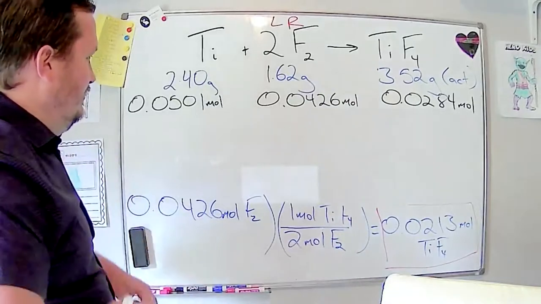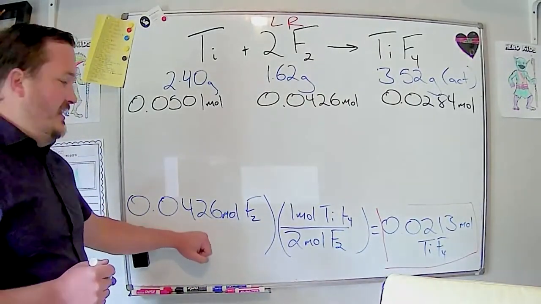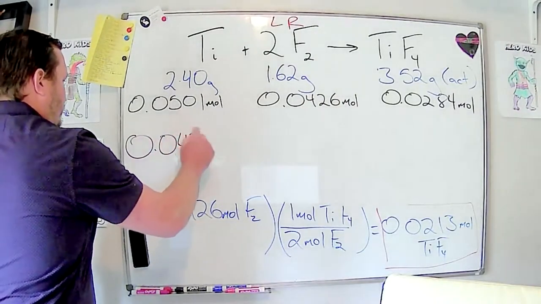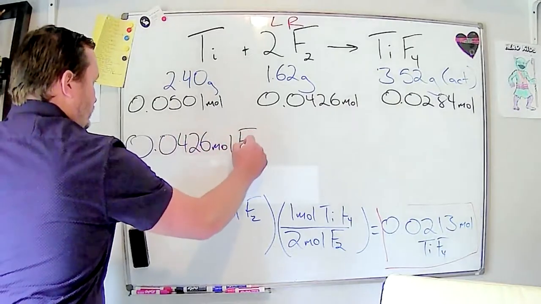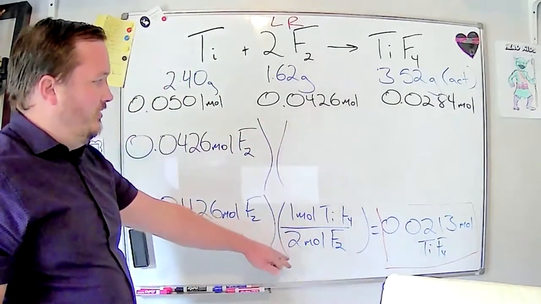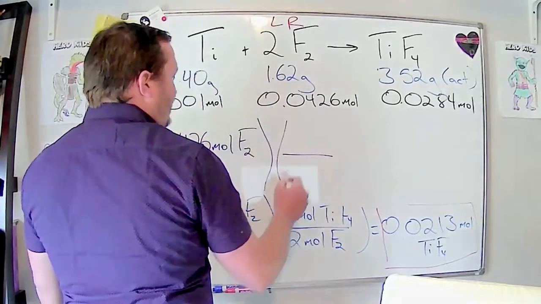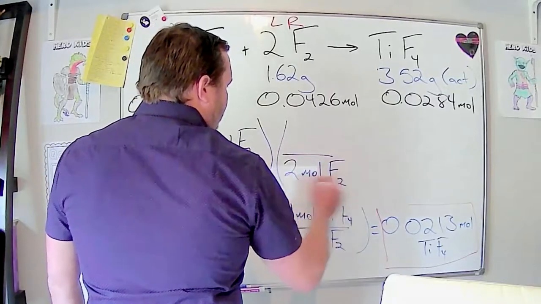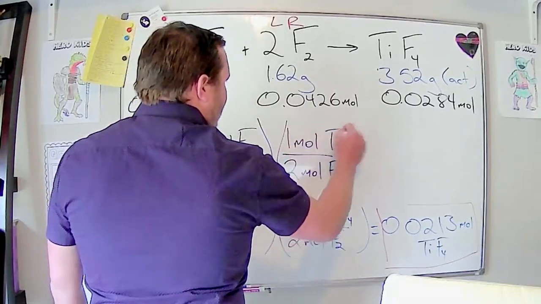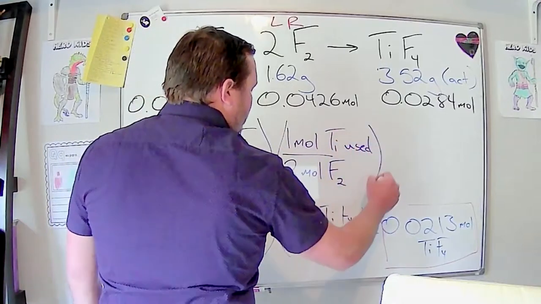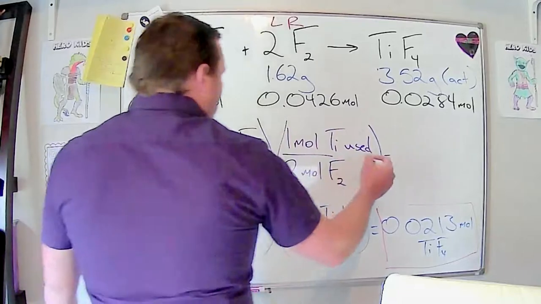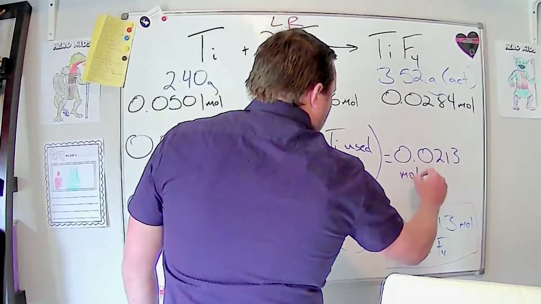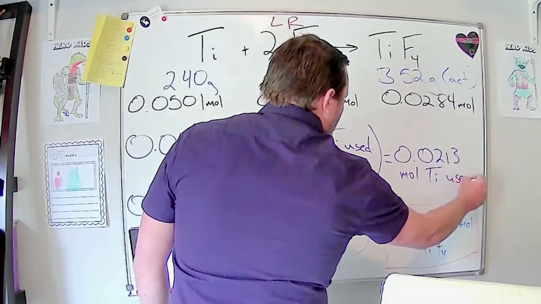If we want to know the excess reactant, we're just going to flip this same calculation around a little bit. Because we can still say, I'm going to use all of my fluorine. But now instead of comparing fluorine to moles of product, we're going to compare fluorine to moles of titanium. So it's still going to be 2 moles of fluorine is 1 mole titanium used, and we'll get 0.0213 moles titanium used.